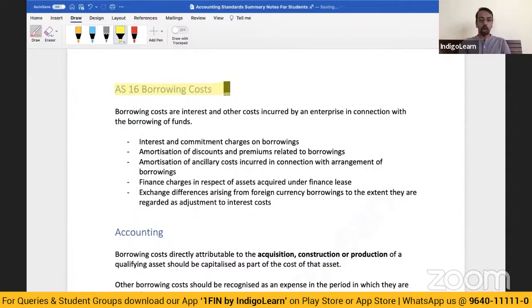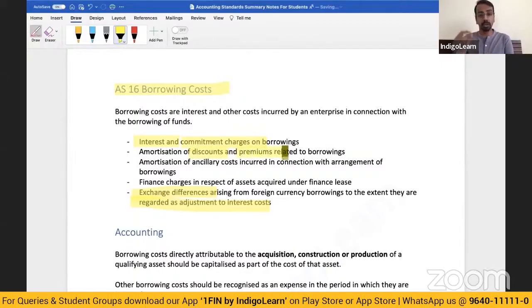What is borrowing cost? Cost incurred for borrowing. If you have borrowed some amount, if you have incurred certain cost, that is called borrowing cost. Here you may get confused slightly. We'll discuss this with an example. But apart from that, borrowing cost includes interest and other commitment charges on borrowing. So whatever interest you are paying, that is a borrowing cost. If there are any discount and premiums related to borrowing, then also it's a borrowing cost.